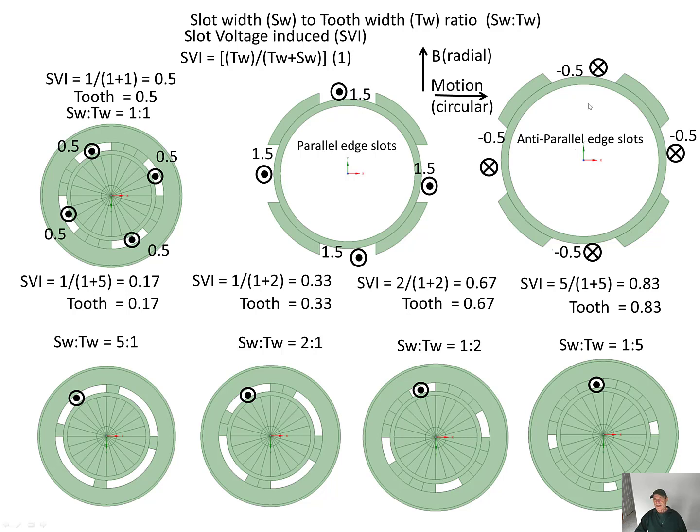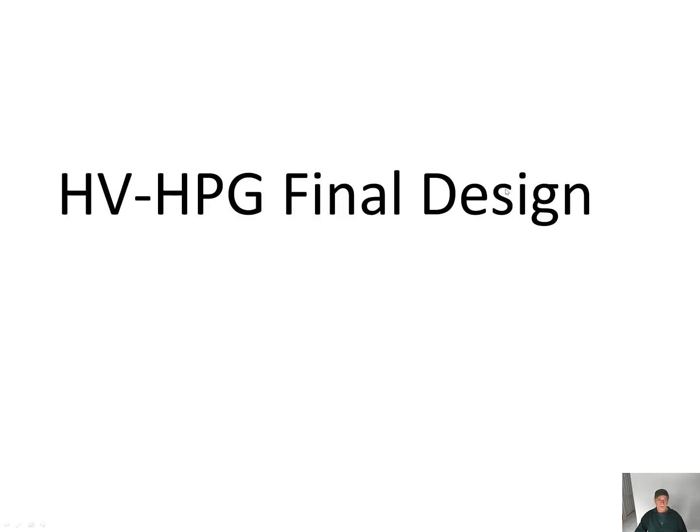For anti-parallel, the induction is 0.5 if the B field is outward, but if the B field is inward, then it'll be plus 0.5 and it'll be out of the page. So now we have the information to be able to design a high voltage homopolar generator final design.